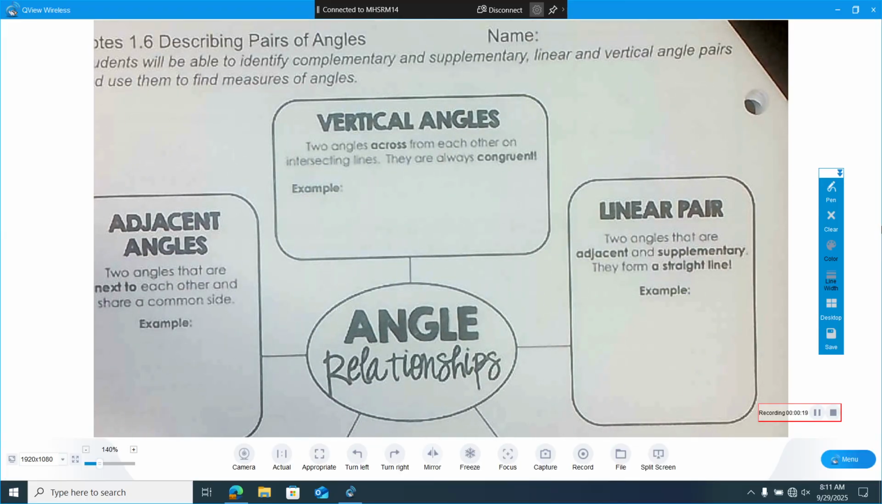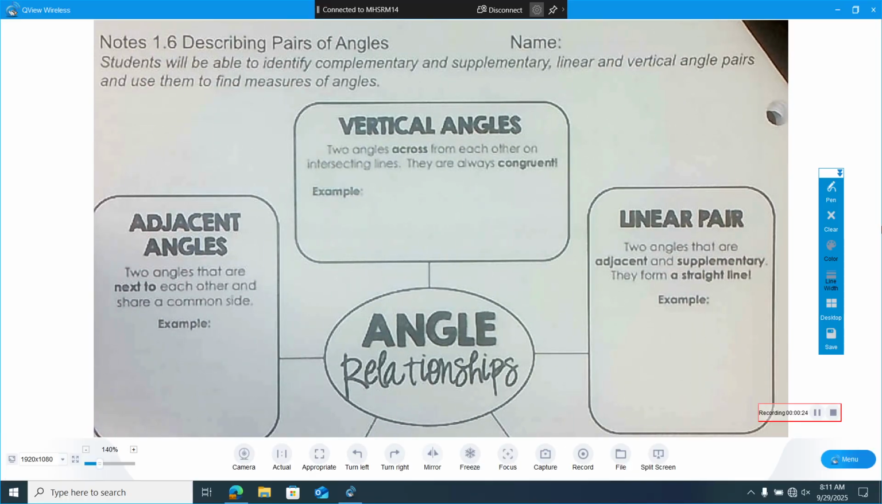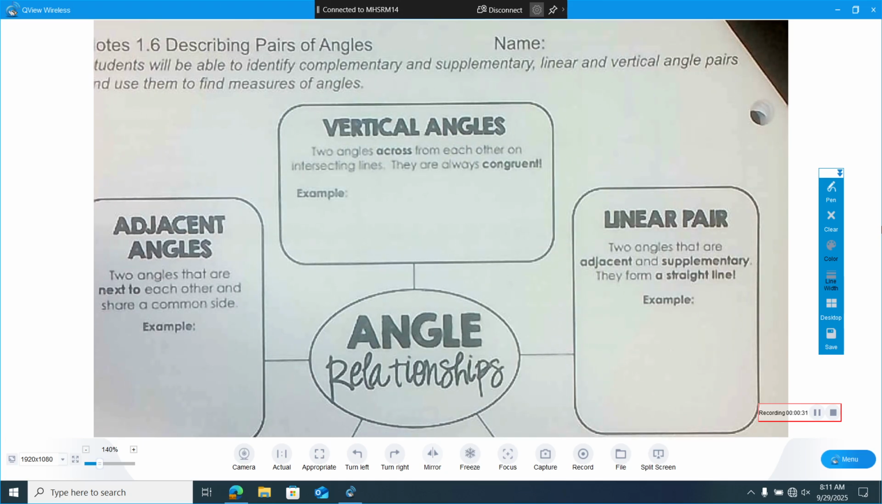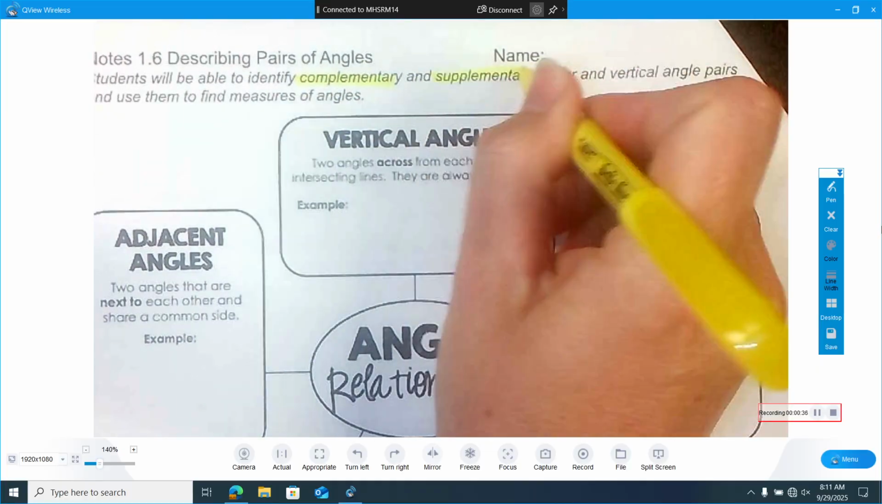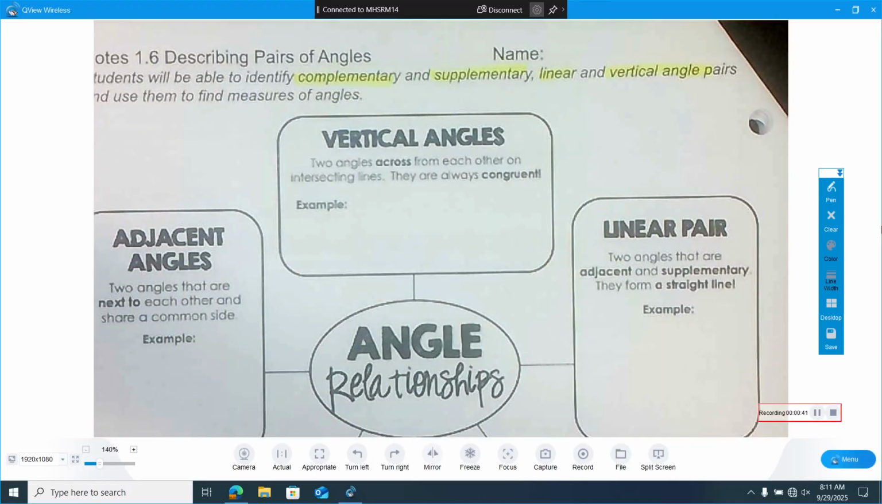So we are on 1.6, describing pairs of angles. It's got a lot of vocabulary here. And you can see this is a nice little graphic here of all the different vocabulary we're going to be talking about today. And really, we have complementary, supplementary, linear, and vertical angle pairs. These are the vocabulary words that are really, really big today. The nice thing is you guys have already started piecing together a lot of meaning from the problems that we've been doing. So I think this is going to go really well today.